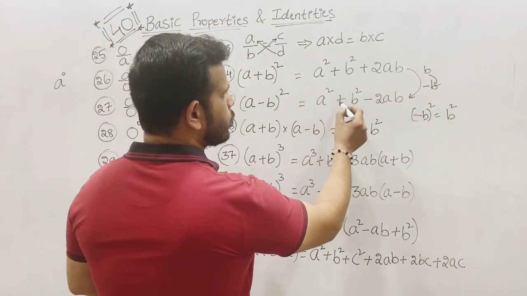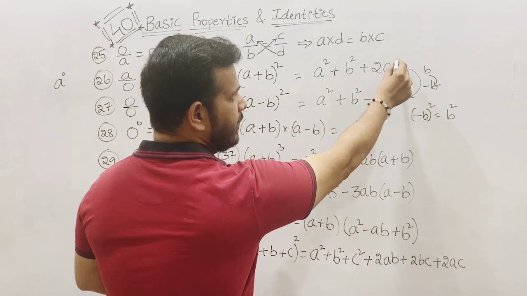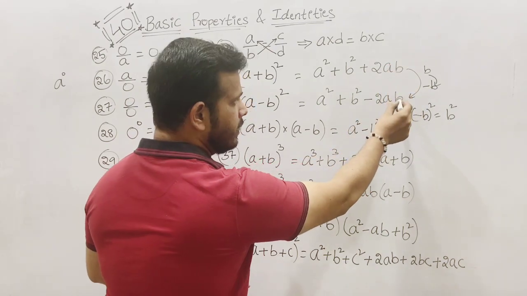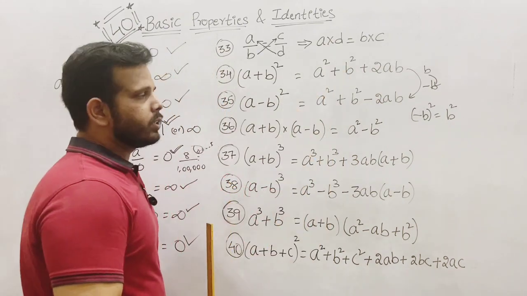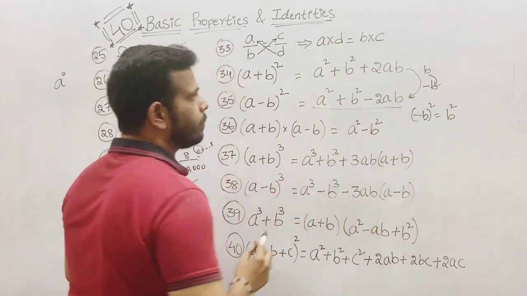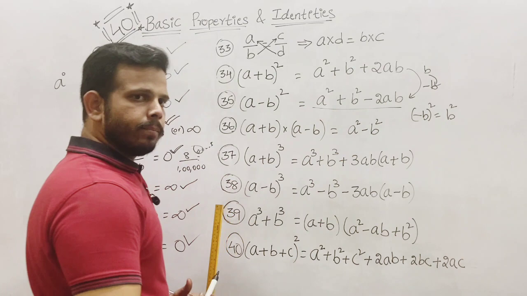Okay, so A square plus B square, minus 2AB, here this B is replaced with minus B, that's why that minus came here. Minus into plus is minus. So A square plus B square minus 2AB.